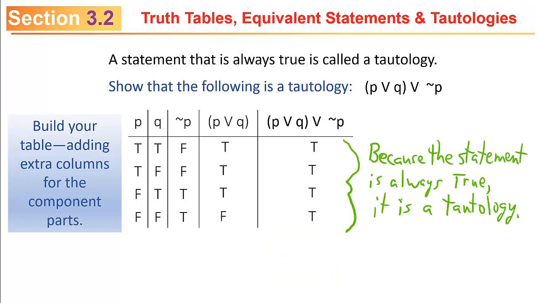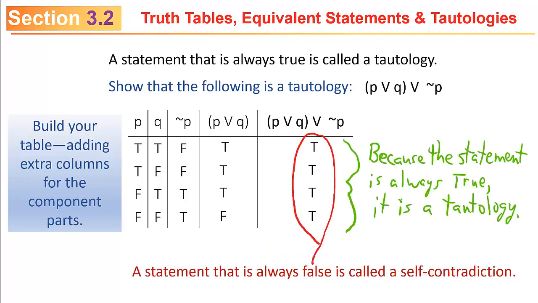By the way, if they all turn out to be false, it's called a self-contradiction. If they're all true, it's a tautology. If that last column turns out to be all false, it's called a self-contradiction.